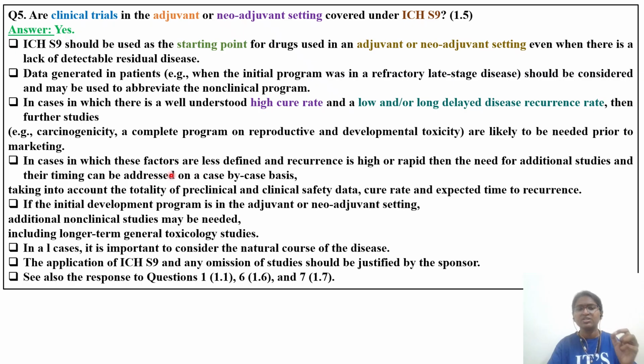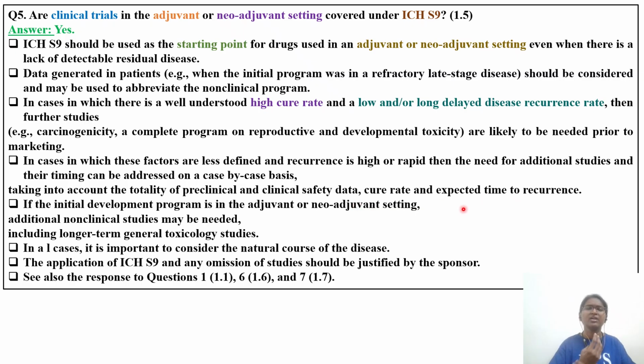In cases in which these factors are less defined and reoccurrence is high, where the adjuvant drug is not responding to the cancer quickly, then the need for additional studies and their timing can be addressed on a case by case basis, taking into account the totality of the preclinical and clinical safety data, cure rate and expected time to reoccurrence.